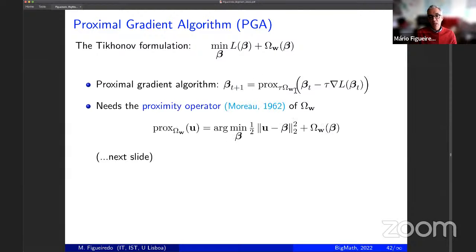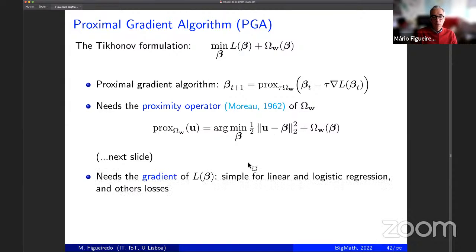But to solve these, you need this notion of proximity operator, which was introduced by Moreau in 1962. It is exactly the same as this problem, but in the particular case where the loss is just the squared Euclidean norm of the distance between the argument of these so-called prox operators and your variable beta.